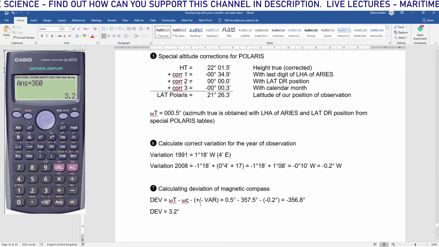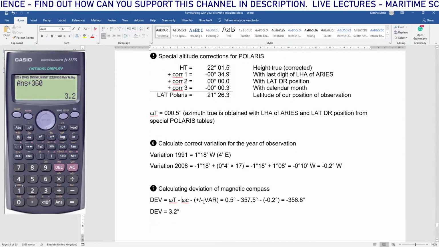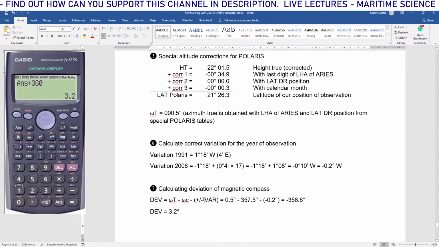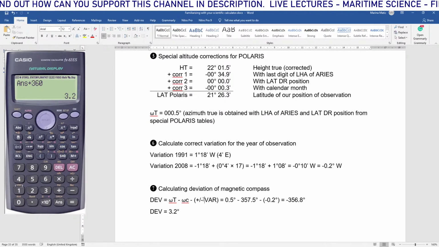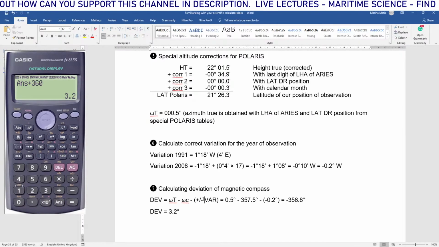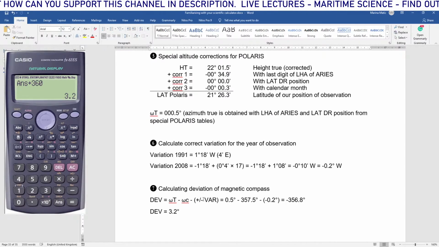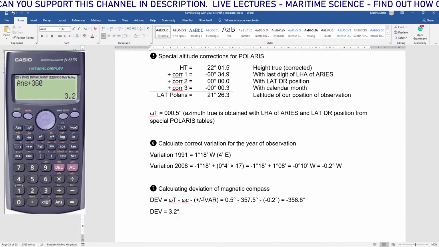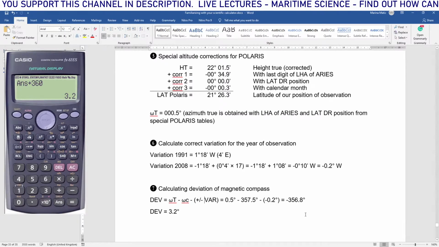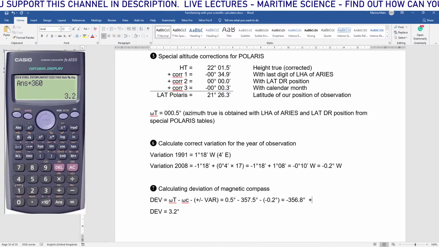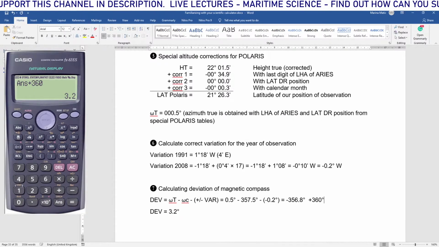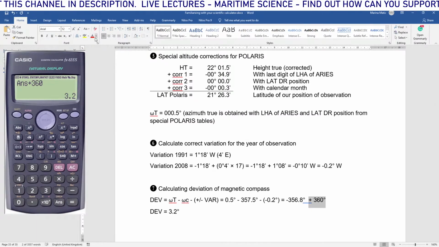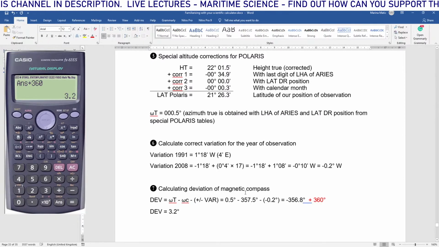And after we have that, we have azimuth true, azimuth compass, and variation. Those 3, when you subtract them from one another, you get deviation. Deviation cannot be larger than 180 degrees. So if you get it larger than 180 degrees, it is actually the opposite value. So in our case, we have it negative and larger. So we need to add 360, so plus 360 degrees, and the actual deviation of our compass is 3.2 degrees.